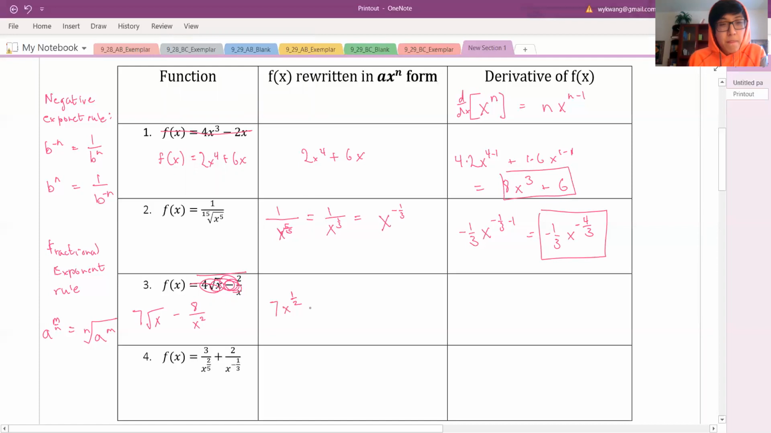Now, minus 8 over x squared, I can bring the x squared to the numerator, right? So really, I'm going to get 7x to the 1/2, because that's already in power rule form, minus 8x to the negative 2, because I bring it to the numerator, and then I change the exponent to negative. Sorry for my bad handwriting. Oh my gosh, okay. 8x to the negative 2.